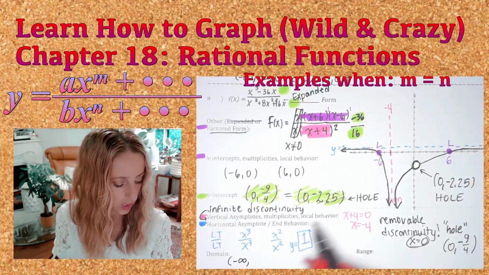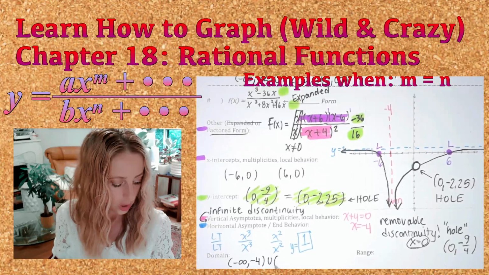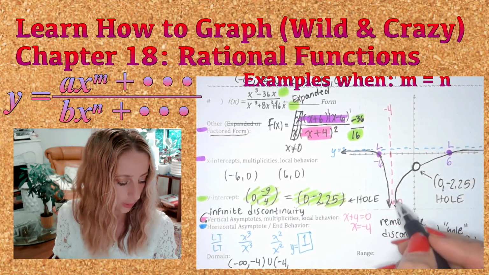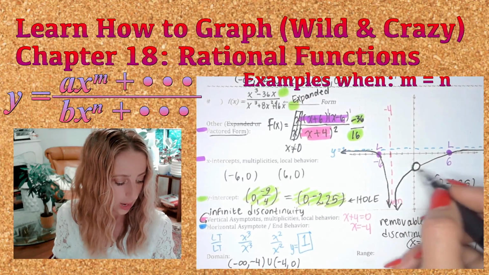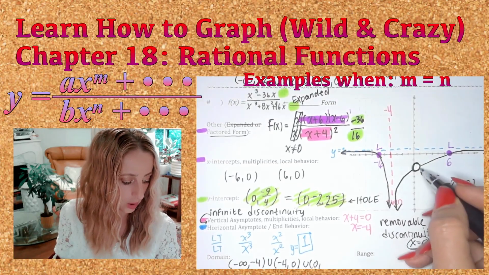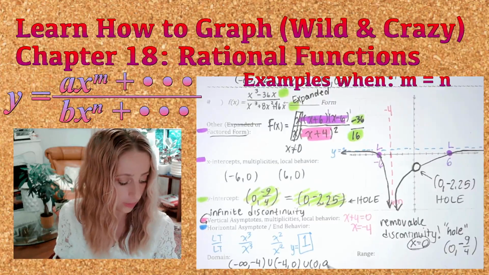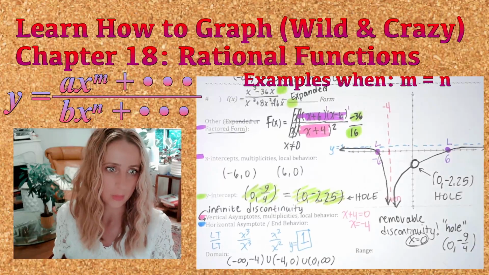What about the domain? Negative infinity until negative 4. At negative 4, I run into an issue. Union, negative 4. After negative 4, I'm good until the hole, 0. After the hole, bloop, jump over it, 0. I'm good until forever. Domain, done.